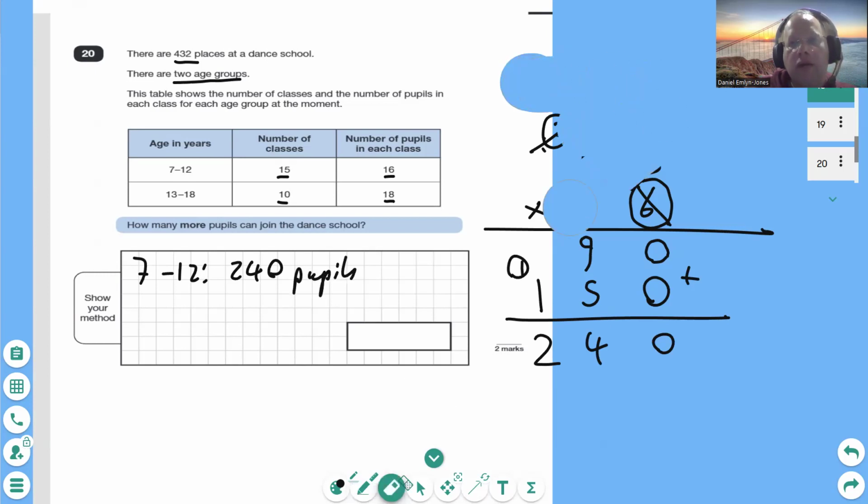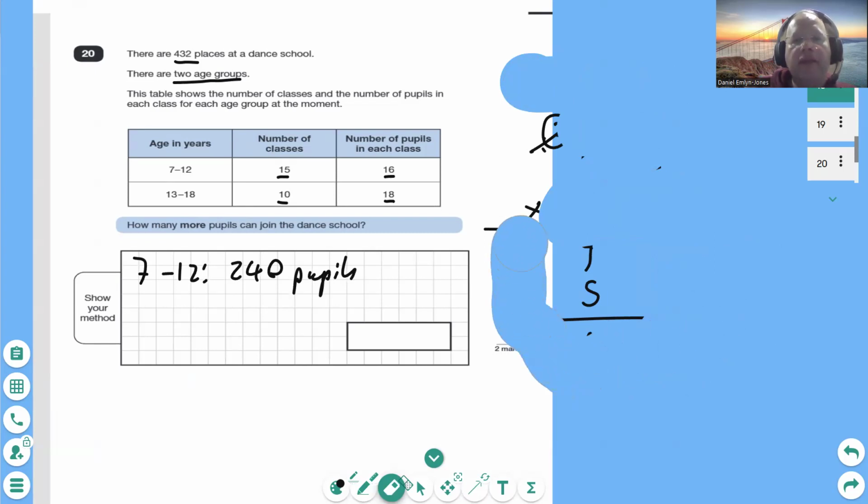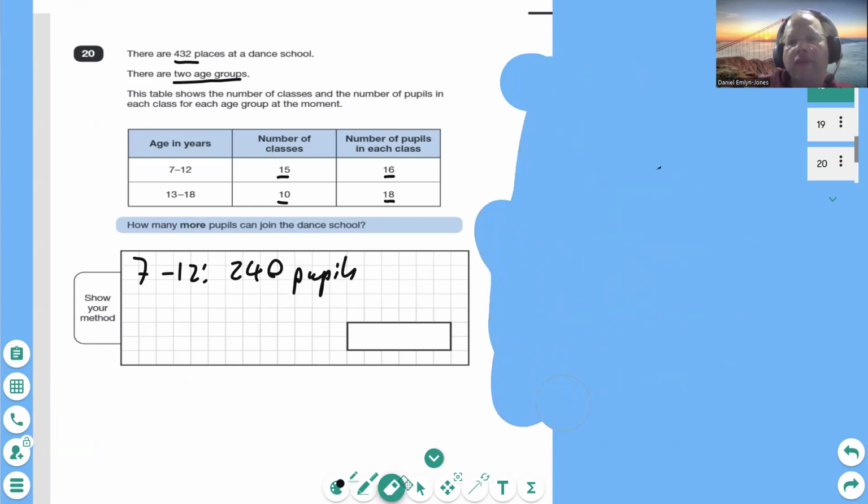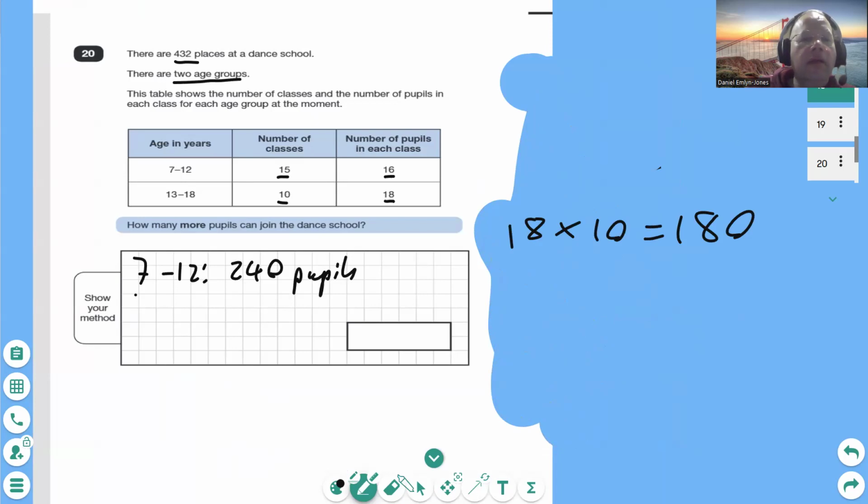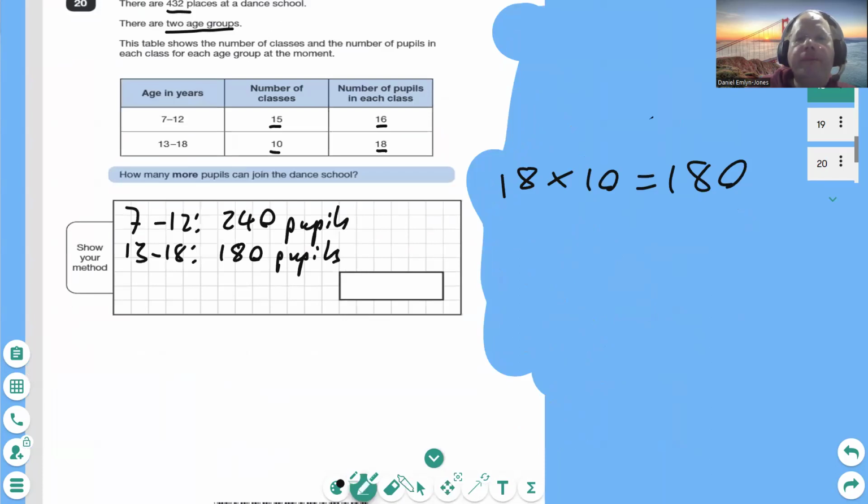For the next one, we multiply 10 by 18. To be honest, I don't think we have to do long multiplication there. Let's make life easy. 18 times 10 is going to be 180. So, yeah, 13 to 18 is 180 pupils. And you have lovely, neat writing. Don't write like me because it's awful. I'm on a computer system, so it's more difficult.